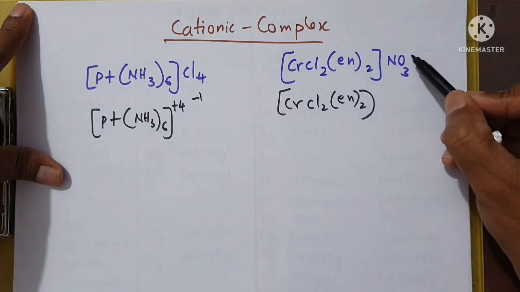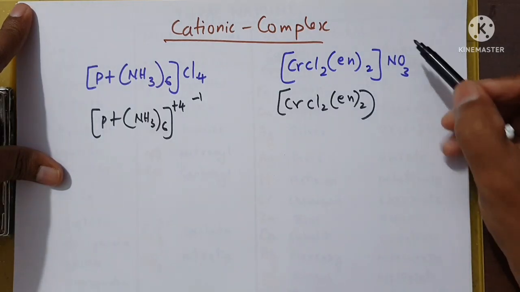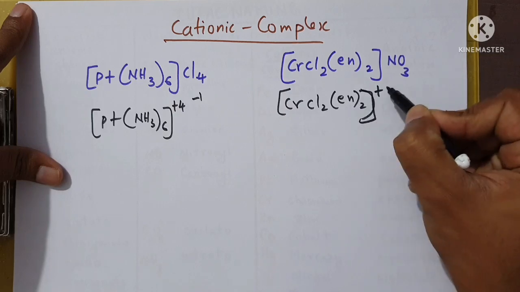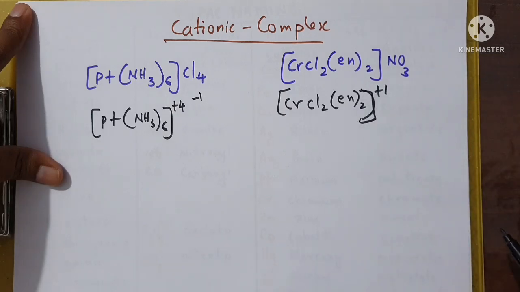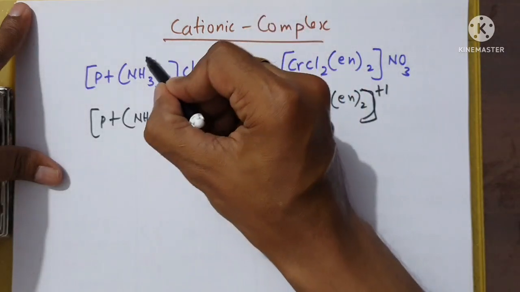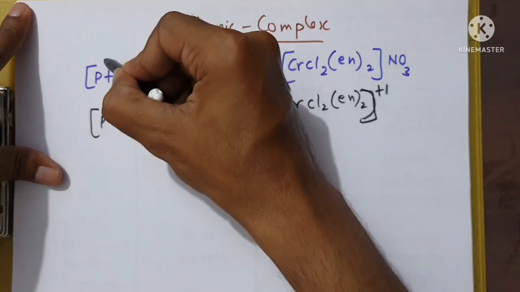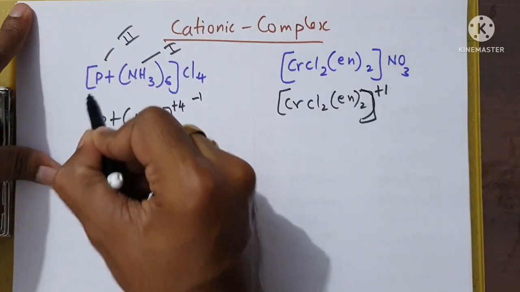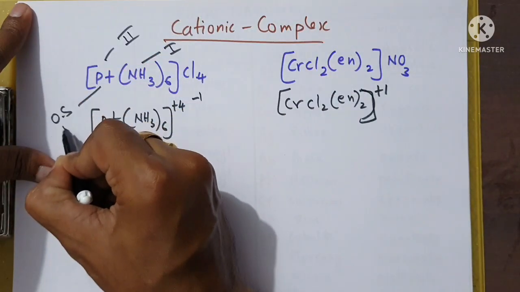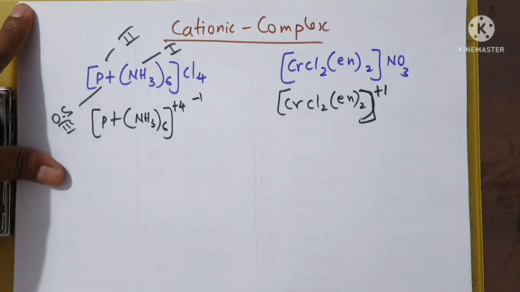The charge of nitrate is -1. When it becomes the overall charge of the complex, it becomes what? It becomes +1. Now how to name this? Rule number 1, always name the ligands first. Then name the central metal atom. Then name the OS of central metal atom, that is oxidation state.